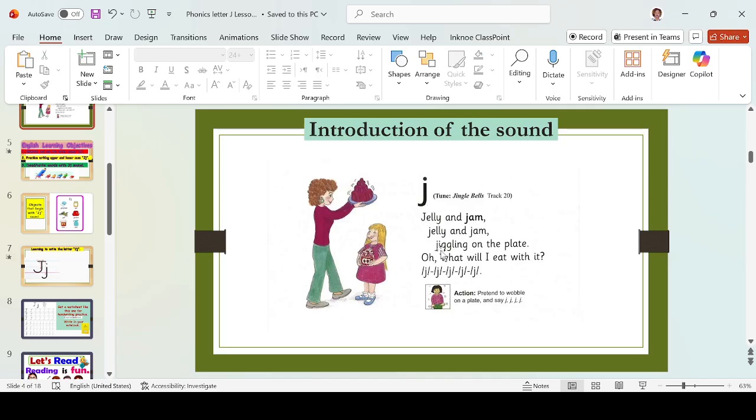Okay, and if you want more letter sound practice, you can log on to Phonics letter J sound. There is a song, and then you can play the song and practice more. But you need to know that it's J, J, J. All right.